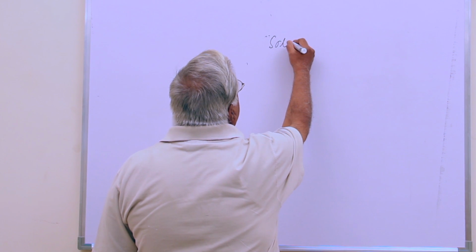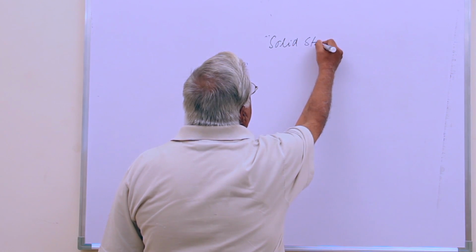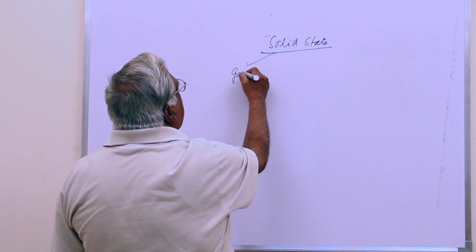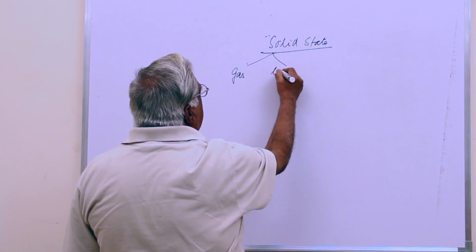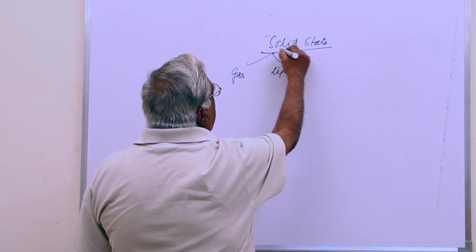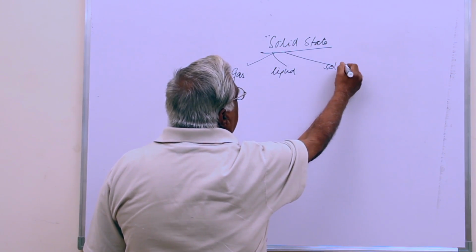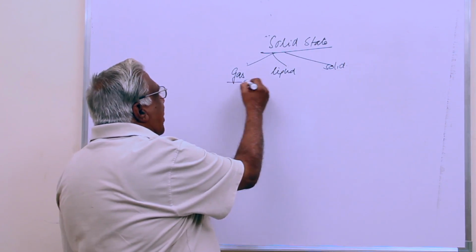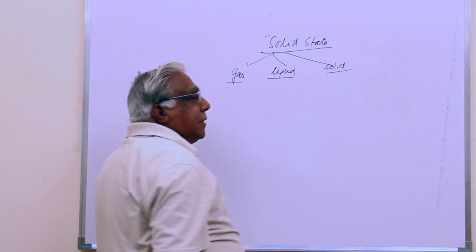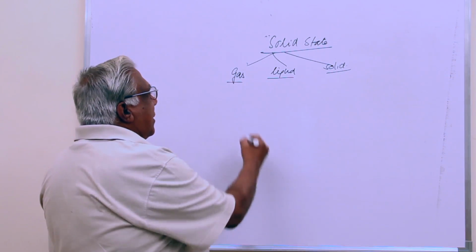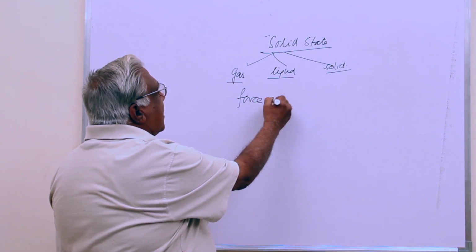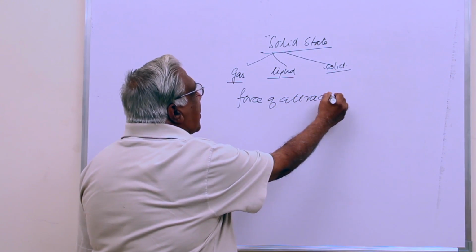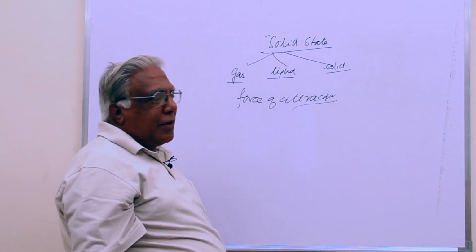A new chapter on solid state. We have already seen the other forms of matter, the gaseous form of matter and the liquid form of matter, and now we are going to see the solid form of matter. All these three forms of matter can be distinguished by the force of attraction that exists between the molecules, or we can say the constituent particles.